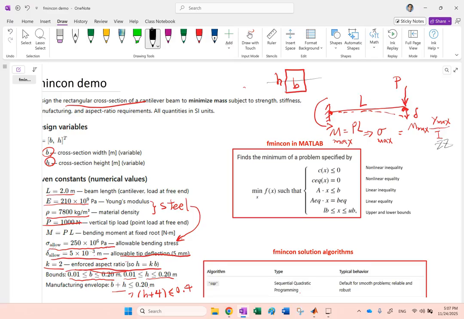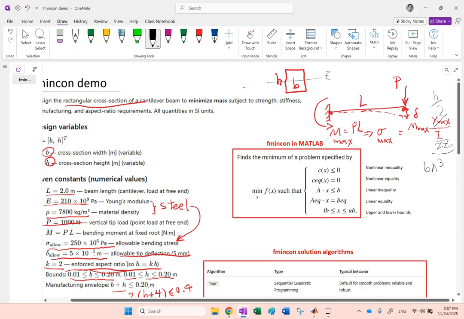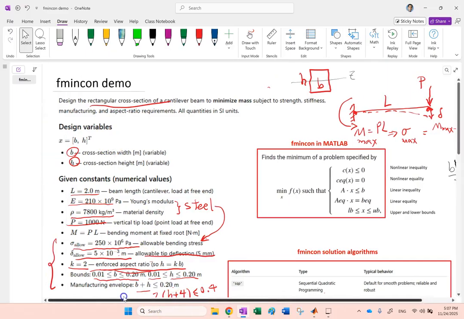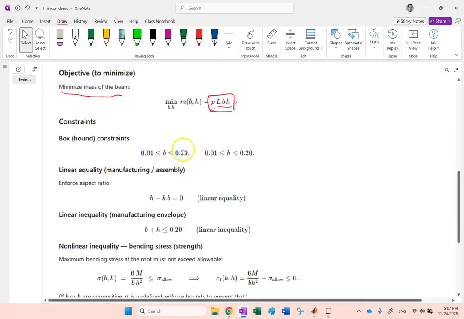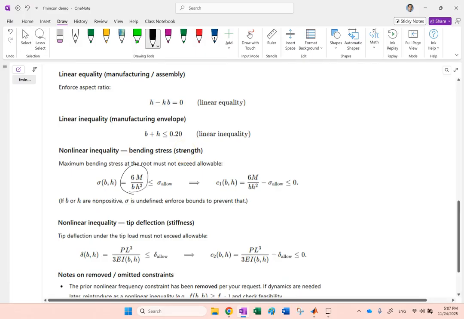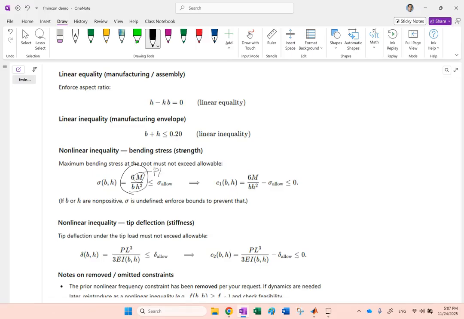And in this case, that is B H cubed over 12. This one is H over 2. And as I said, this one is B H cubed over what? Over 12. If I plug them in, I'm going to find a function for the stress, and you can see that over here. This function, 6M, and remember M is a fixed number. This is P times L, and P and L are numbers. So the 6M over B H cubed should be less than sigma allowed.